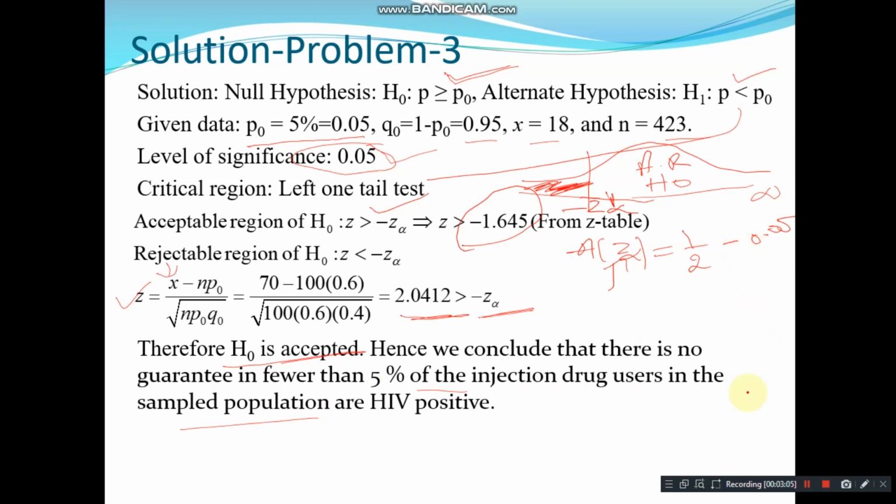So this is, friends, how we test a hypothesis for a single proportion.